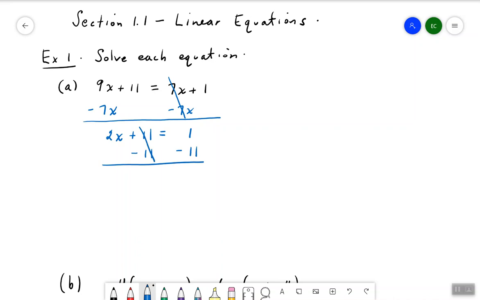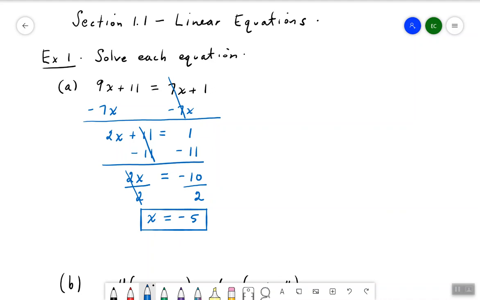11 minus 11 cancels, and we're left with 2x on the left, and 1 minus 11 is negative 10 on the right. There's one more step to isolate x. We need to do the opposite operation of this multiplication here. 2 times x means we need to divide by 2 on both sides, and the 2's cancel, and we're left with x equals negative 5. And that's our answer.